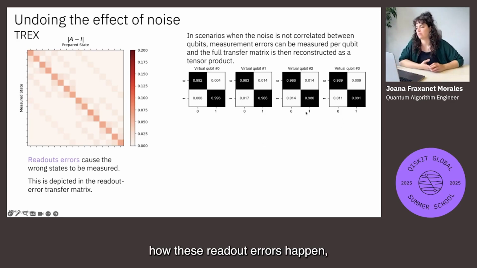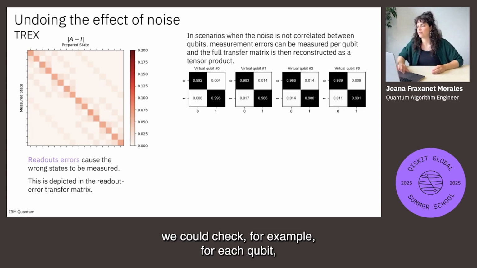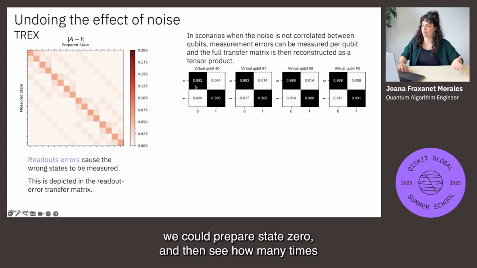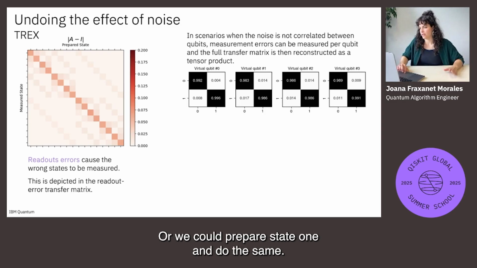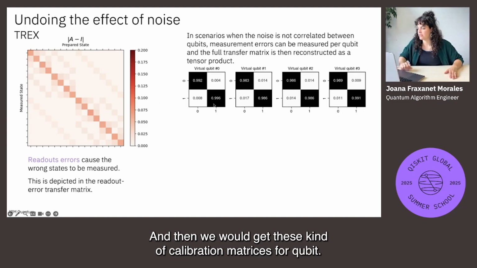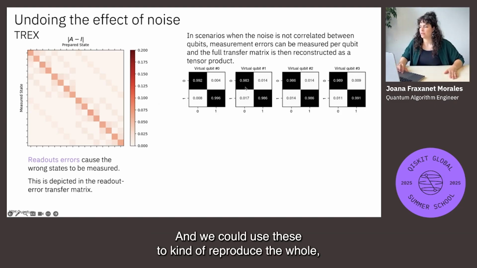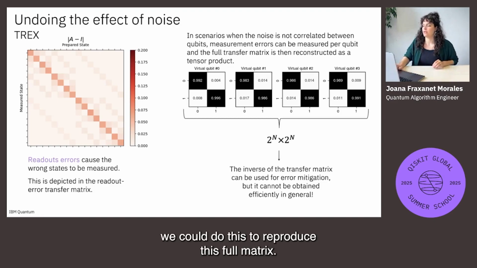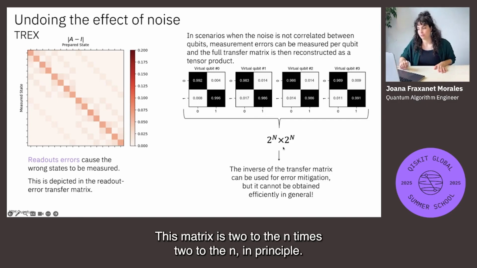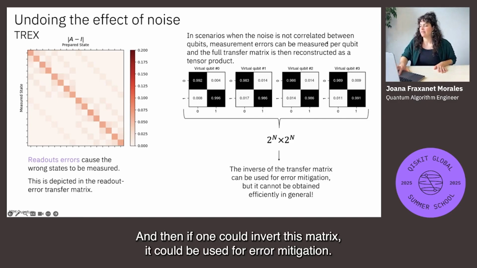In order to detect how these readout errors happen, we could check, for example, for each qubit, we could prepare state 0 and then see how many times we measure state 0 and 1 from a set of measurements. Or we could prepare state 1 and do the same, and then we would get this kind of calibration matrices per qubit. And we could use this to reproduce the whole matrix, if we assume that every qubit is independent, which is an assumption. This matrix is 2 to the n by 2 to the n in principle. And then if one could invert this matrix, it could be used for error mitigation.